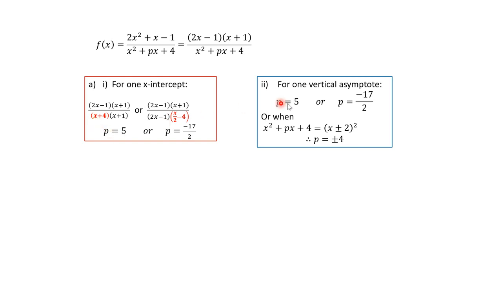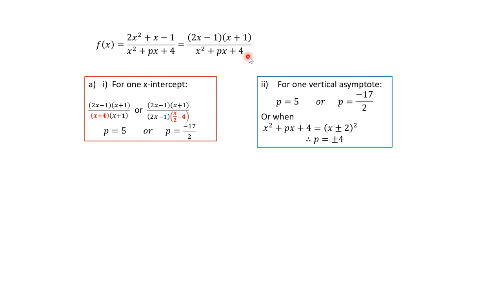So p equals 5 is definitely an answer. And the same with this side. Okay, if the 2x minus 1's cancel, I'd be left with a single factor in the denominator, which means that I'd have a vertical asymptote there. But the other option is if I can factorize the trinomial in the denominator so that it is a perfect square.